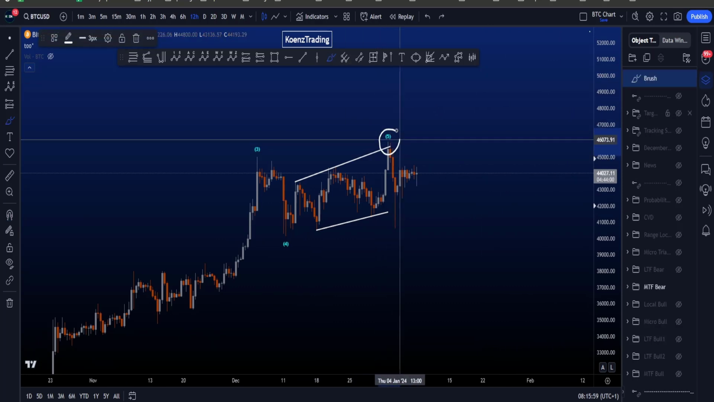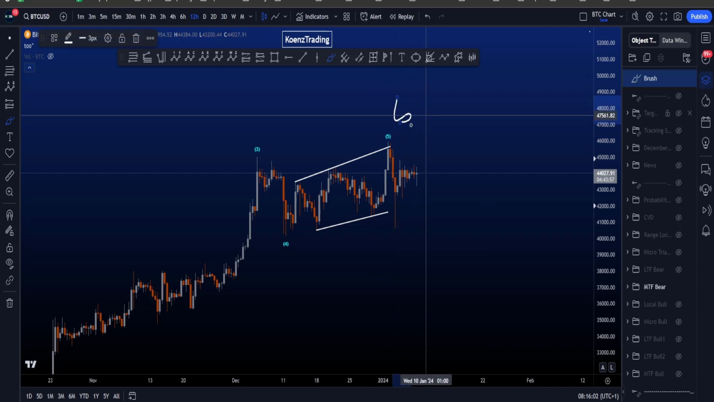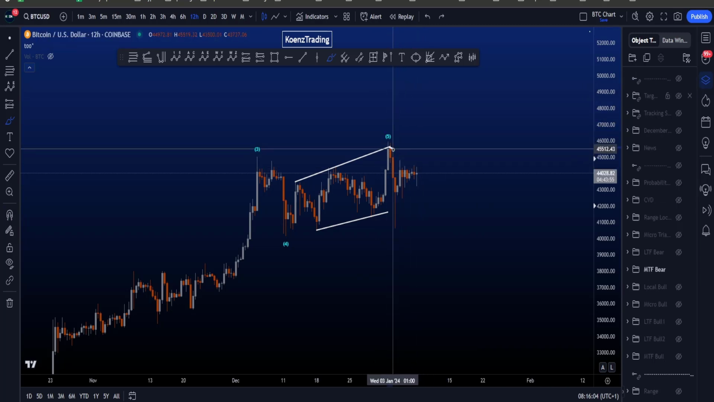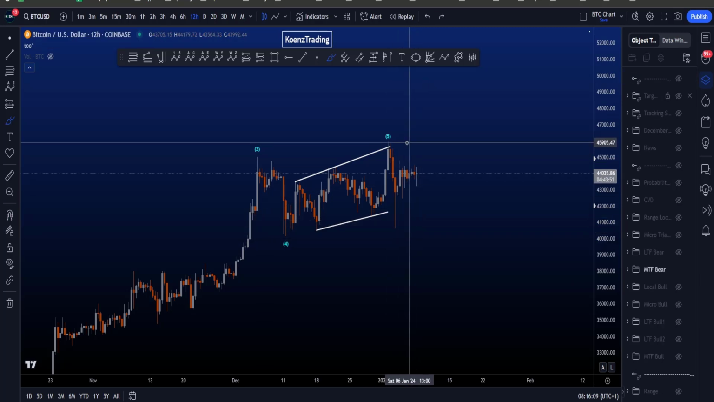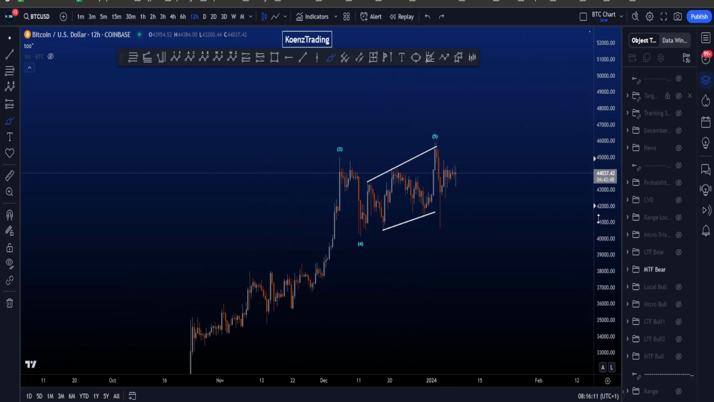Instead, probabilities are therefore higher that this high here is either a wave B or an X, which then increases probabilities of this move to the downside being a C or Y, and therefore increases probabilities to take the highs at a later stage.